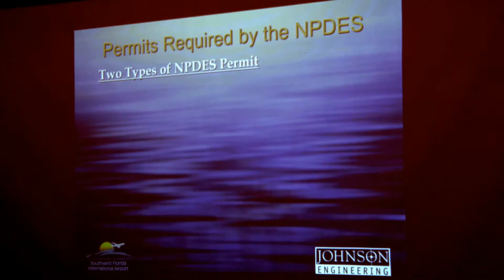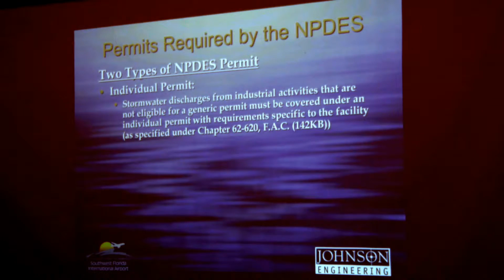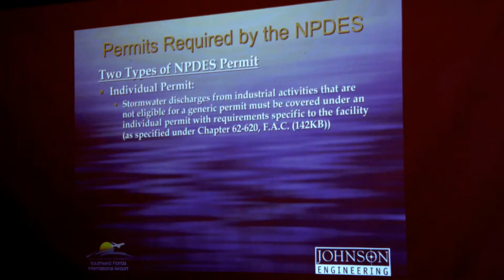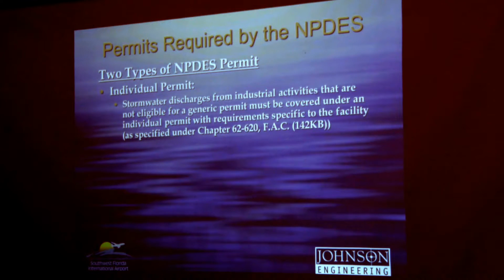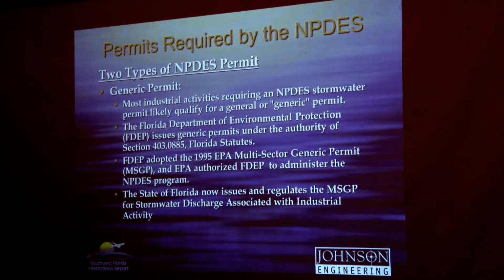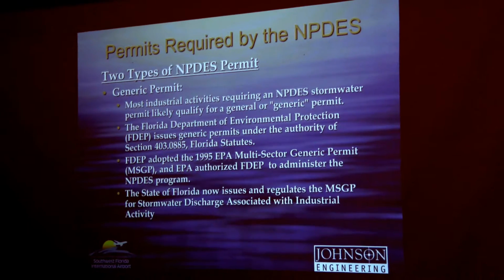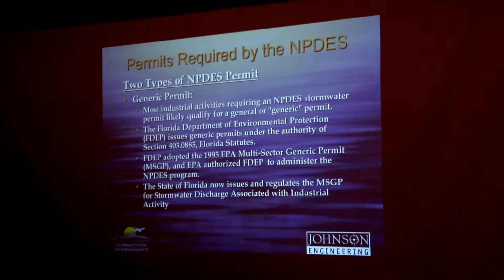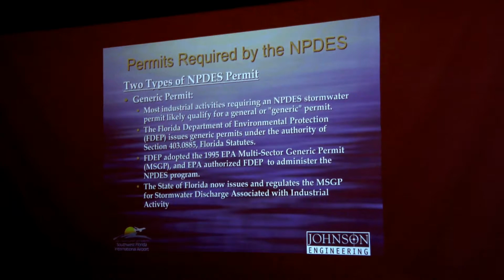There are two types of NPDES permit issued. Individual permits are typically used when a facility is not eligible for coverage under the generic permit. These facilities must develop specific requirements that apply just to their facility, so it's kind of a one-off plan that they have to abide by. On the other hand, the generic permit is issued for facilities that are able to comply with set established practices. Most industrial activities requiring an NPDES permit likely qualify for a generic permit.